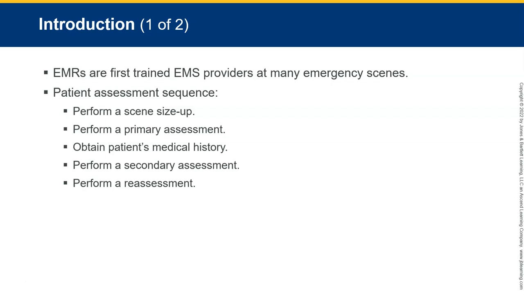Next, perform a primary assessment. That's those A, B's, and C's. We're looking for life-saving interventions. Is there something we could do, just like we just learned last chapter about managing the airway? That's a life-saving intervention. Maybe they need help breathing. That's a life-saving intervention. So we're going to do that primary assessment.